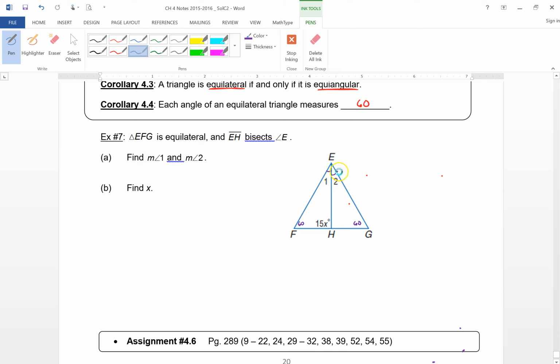So we never want to use pronouns, right? They, it, this. Always use the actual names. The angles are congruent. Angle 1 and angle 2 are congruent. Be as precise as you can. That means how big is angle 1 and how big is angle 2? They're each 30 because since this is an equilateral triangle, this entire angle would have been 60. So measure of angle 1 equals measure of angle 2, and they both equal 30 degrees, sorry.